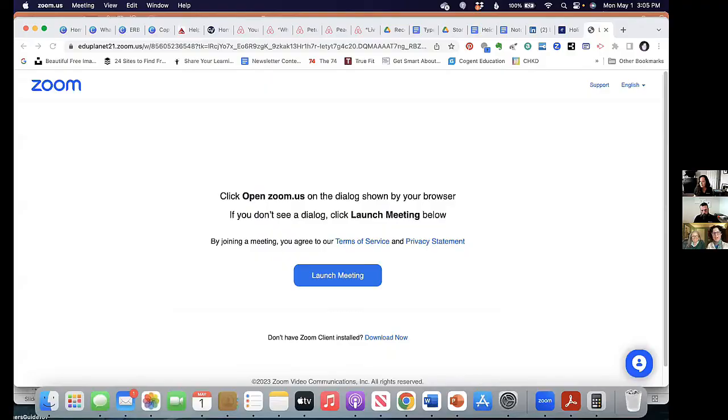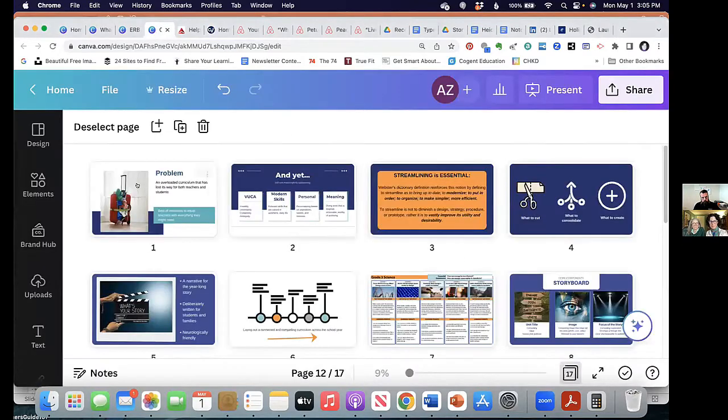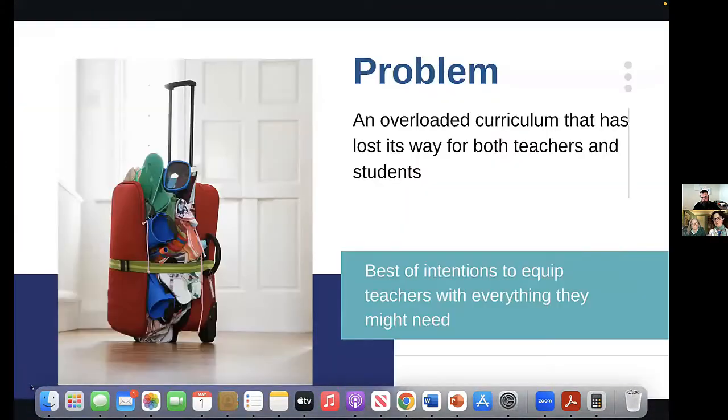Fantastic. And I'm just going to get the screen up. And good afternoon. My name is Allison Zmuda, and I am joined with Heidi Hayes Jacobs. And we're going to get started. Let me get the screen up. Going old school. There we go. Now we're at the beginning.